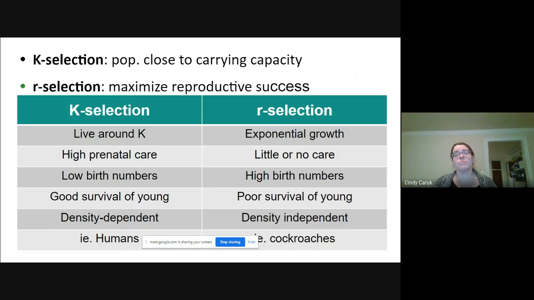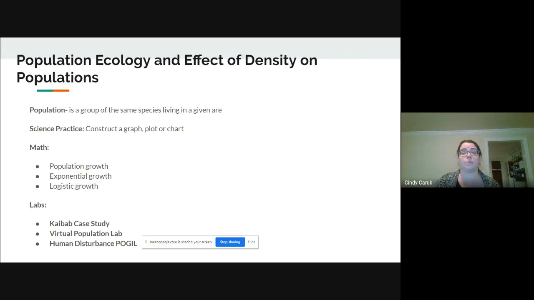r selected species, you can think of things like cockroaches or moths. They maximize their reproductive success by having lots of offspring. So they have exponential growth, little to no care, very poor survival, but they have so many offspring that a few will survive. It's just plain, if you have 300 offspring, maybe 10 will survive. And they're density independent. So abiotic factors are affecting them.